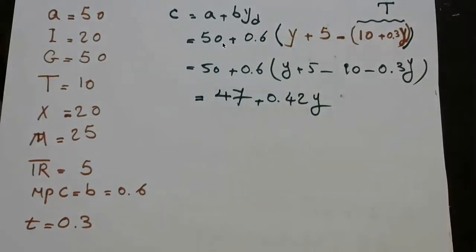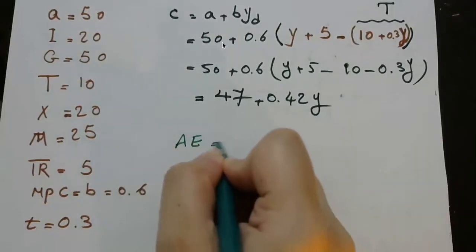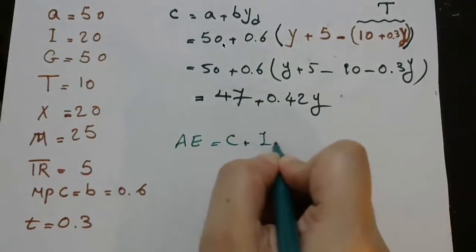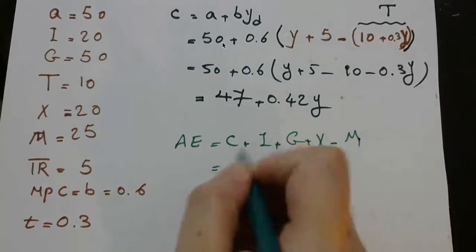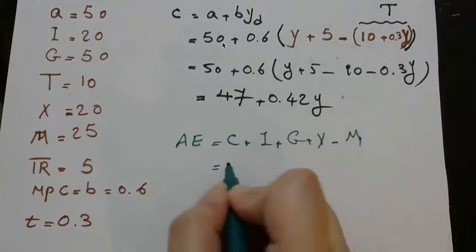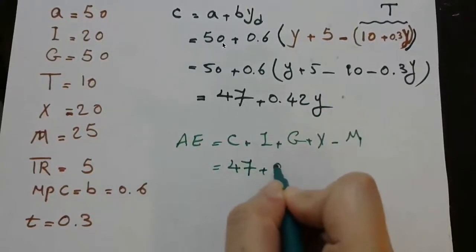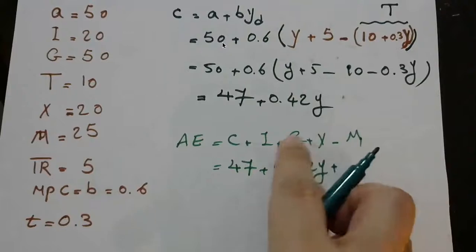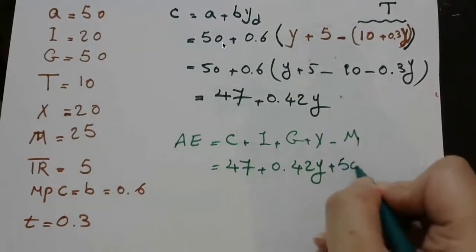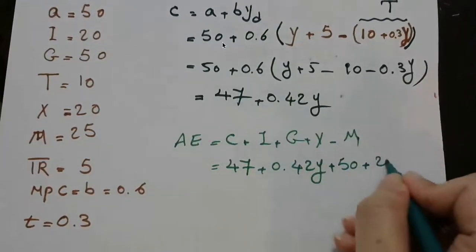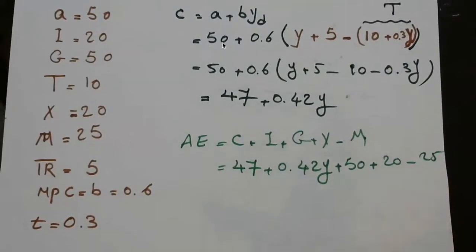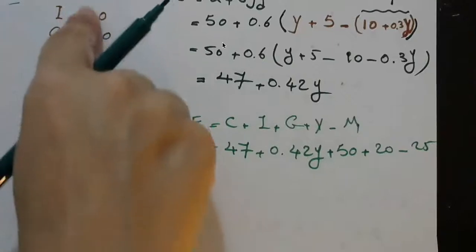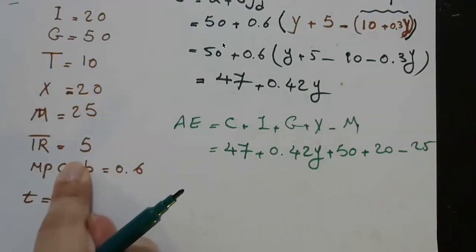After you calculate the consumption function, it is very easy to calculate the aggregate expenditure function. Aggregate expenditure is C plus I plus G plus X minus M. So C is already here, so we just replaced it. That 47 plus 0.42y plus G is given 50, X is given 20 minus M is given 25. So I just replaced, right? I didn't do anything. I have just replaced from the given points of the question.